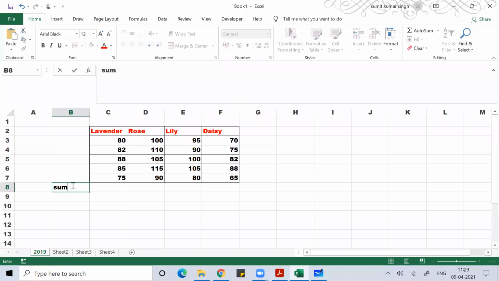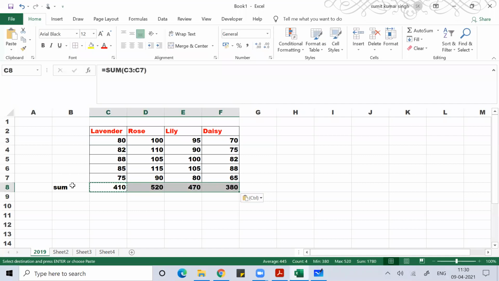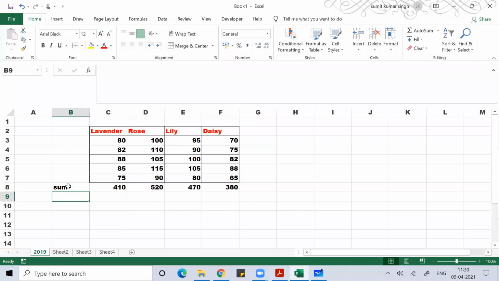So I'll find the sum. This is the sum of the rows. Then I'll find the square. I hope you remember.